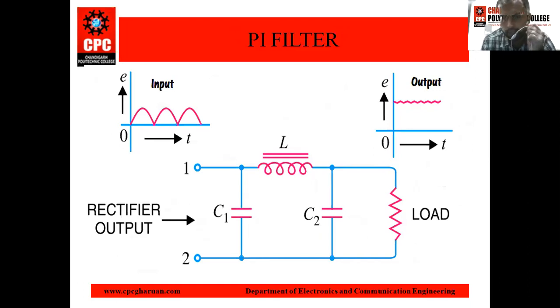In the pi filter, there are two capacitors connected as shown in the figure, capacitor 1 and capacitor 2, and an inductor L is connected in series. At the input, the waveform, that is the full wave rectifier output waveform, is connected. At the output, pure DC is formed. This is a different type of filter.